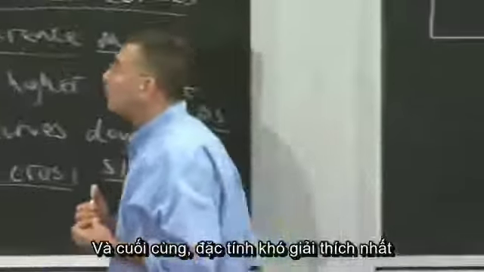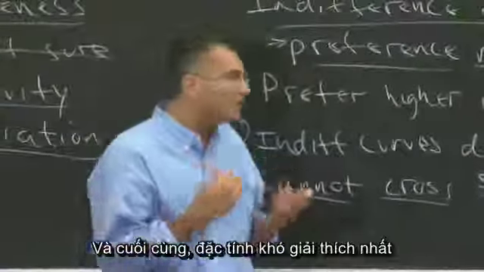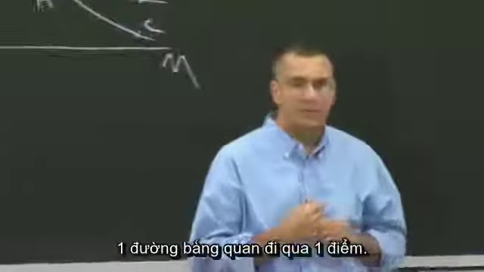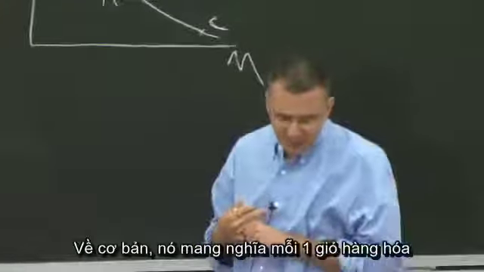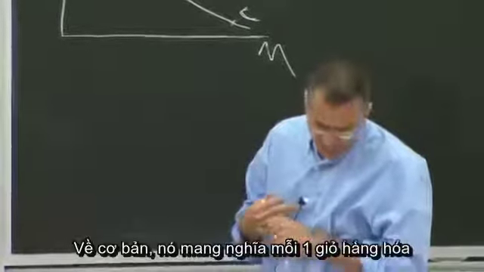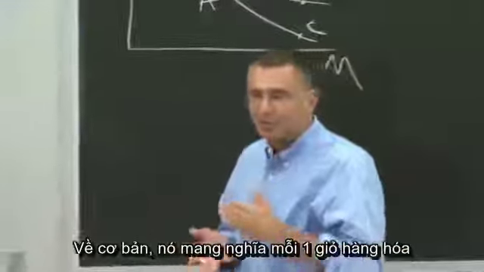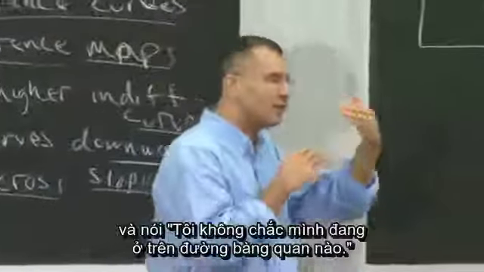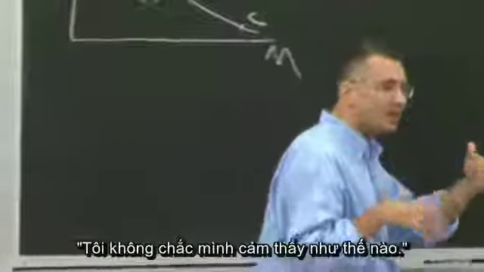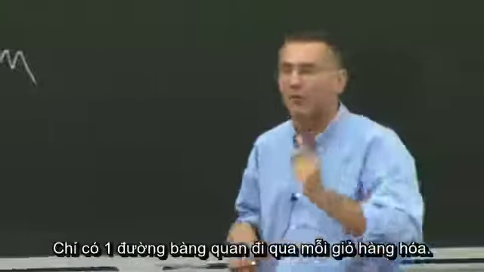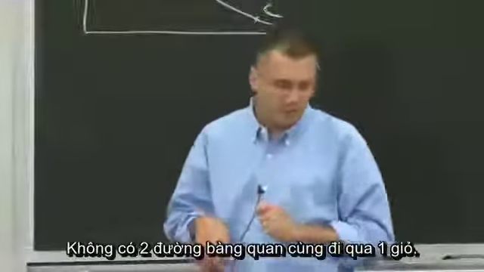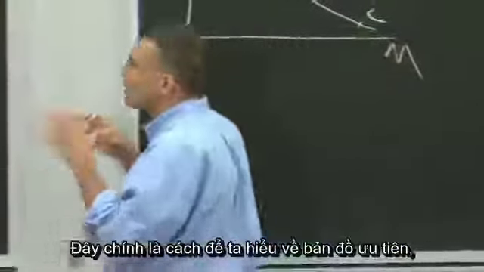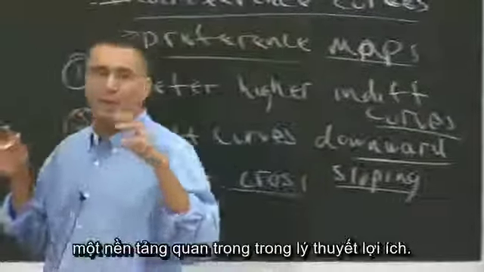And finally, completeness, which is the most awkward of these assumptions, simply means you can't have more than 1 indifference curve through a point. Okay? So basically, every possible bundle has 1 indifference curve. You can't have 2 indifference curves through it saying, I'm not sure which indifference curve I'm on, I'm not sure how I feel about this. You know how you feel. There's 1 indifference curve through every bundle. Okay? There's not 2 indifference curves through a bundle. Okay? So this is the way we think about preference maps, which is the core building block of utility theory.